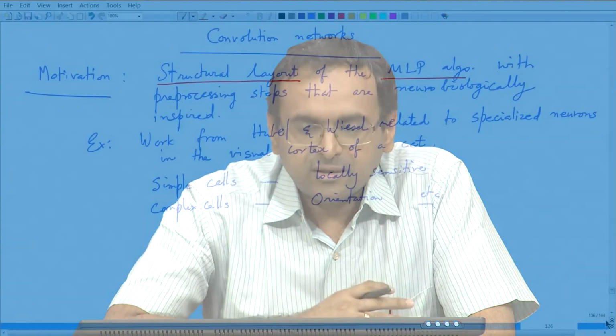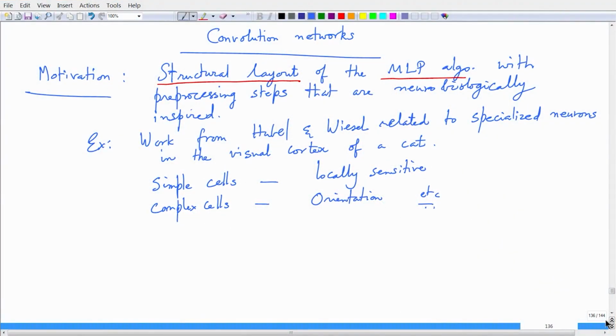This is neurobiologically motivated, and the structural layout of the multilayer perceptron algorithm has to be devised in accordance with pre-processing steps that are neurobiologically inspired. So, we start with the work of Hubel and Wiesel related to the visual cortex of the cat. From their findings, there are specialized neurons called simple cells and complex cells.